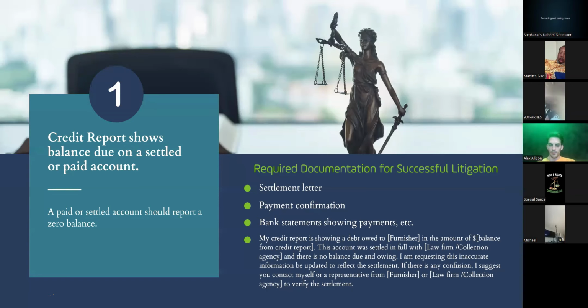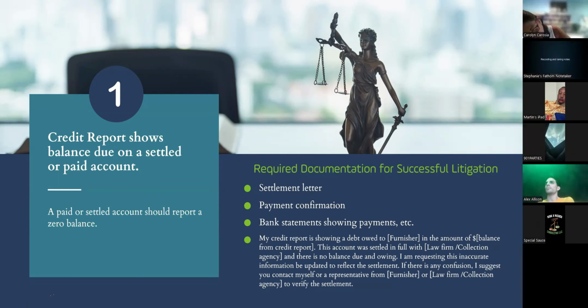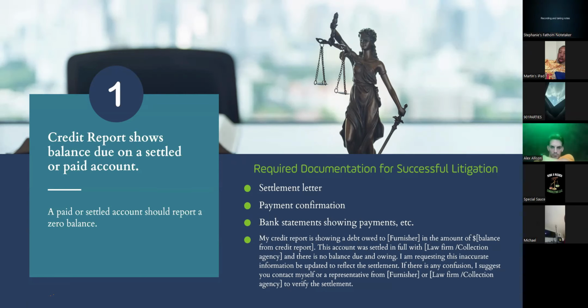So what we have on the screen here is: my credit report is showing a debt owed to, say, Capital One in the amount of blank, from the credit report. This account was settled in full with the collection agency or whoever it was, and there's no balance due and owing. I'm requesting this inaccurate information be updated to reflect the settlement. If there's any confusion, I suggest you contact myself or a representative from, say, Capital One or LVNV Funding or whoever the agency was, to verify the settlement. So this is very simple, very plain language, like a consumer would write, on a very simple letter.